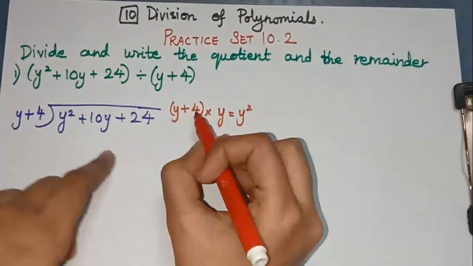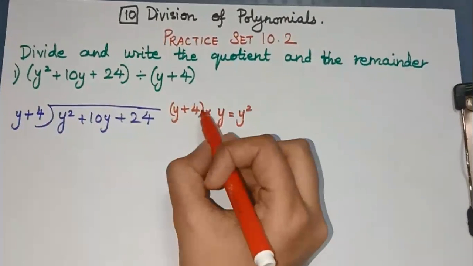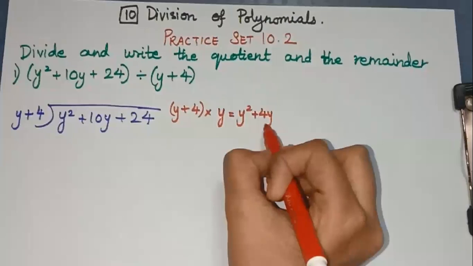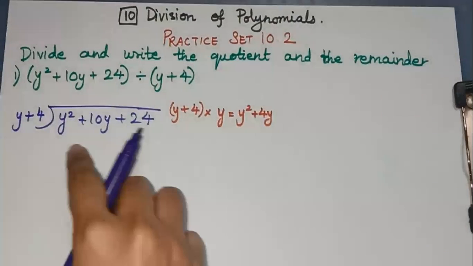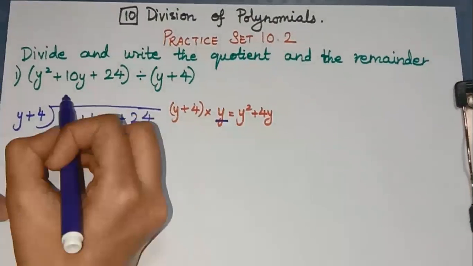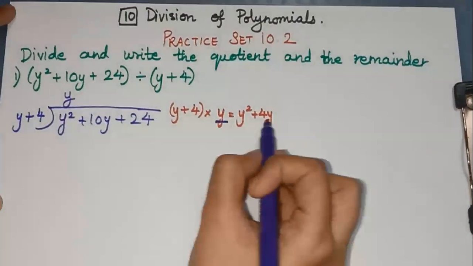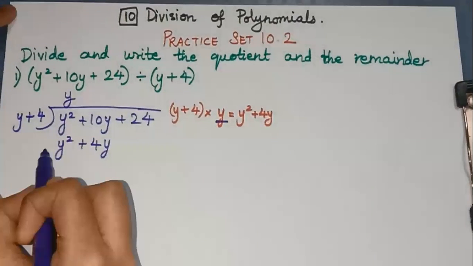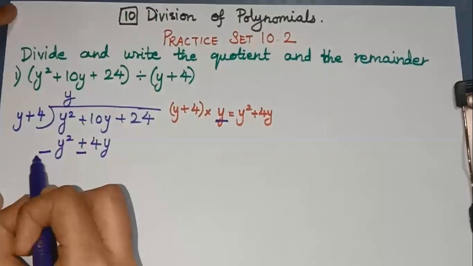Now apart from this y, I have one other term, that is the number 4. So when 4 is multiplied with y, I will get 4y, right? So this is my answer, and this I will be writing over here. But firstly I will have to write this y, and this y is to be written in the quotient's place. I have written y over here. Now I will write these terms. I have y square plus 4y. We will subtract it. So here there is a minus sign, this plus becomes minus, and we will calculate.